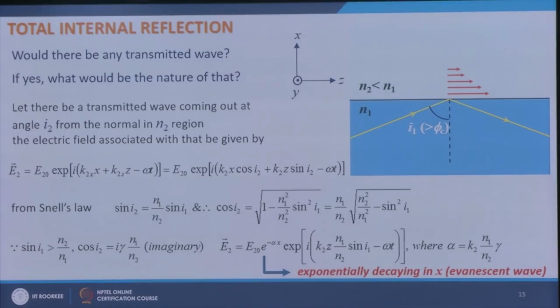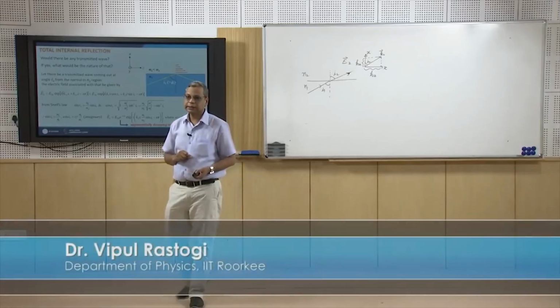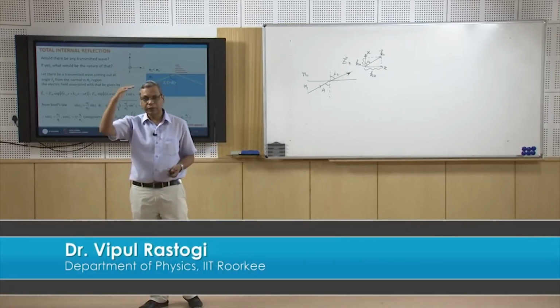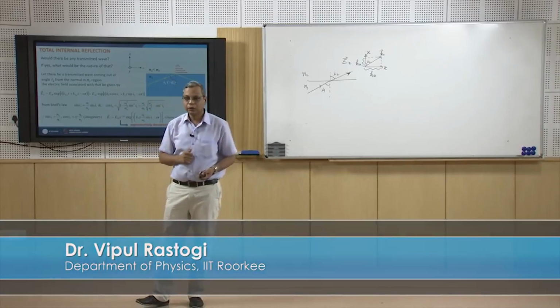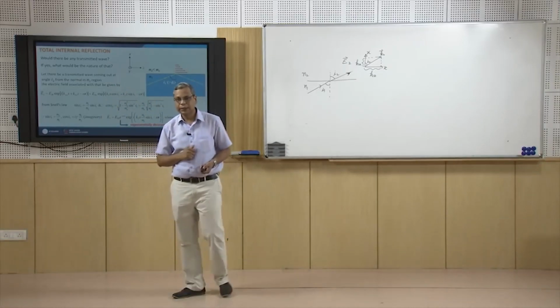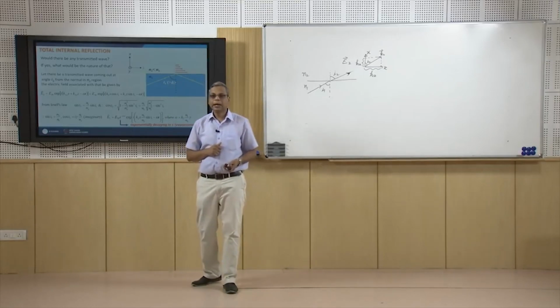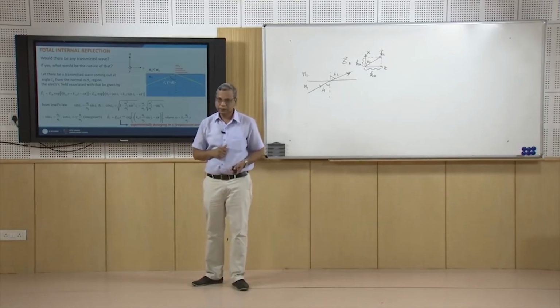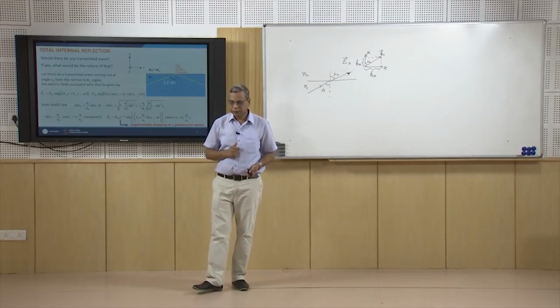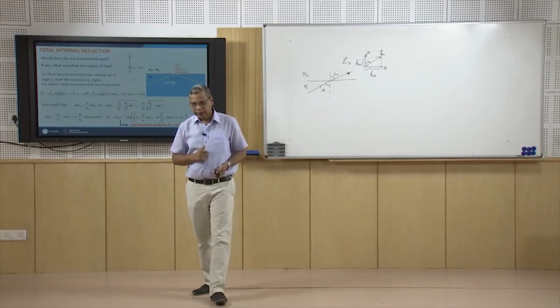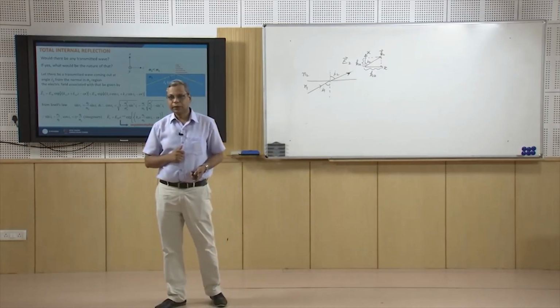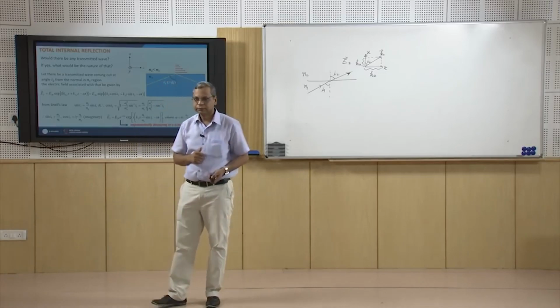So with total internal reflection, there is an associated transmitted wave in the lower index medium whose amplitude decreases exponentially, and this wave is known as an evanescent wave. This is going to be useful when we do the analysis of optical waveguides and optical fibers. Thank you.